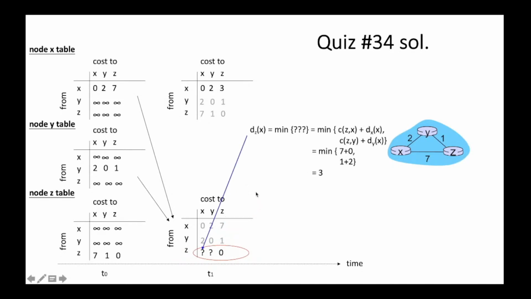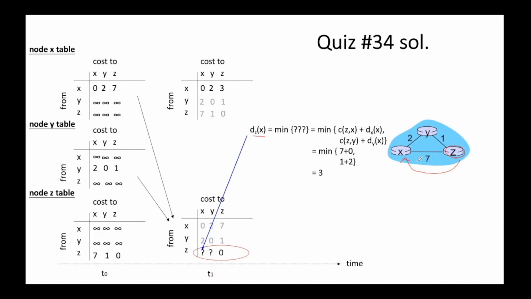Now let's calculate dzx first. According to the Bellman-Ford equation, what we do is try to find out, through all these neighbors connected to the source, which one leads us to the shortest path to the destination x.